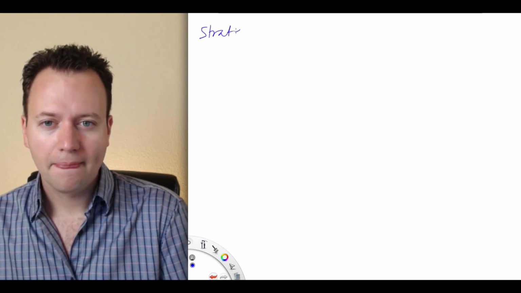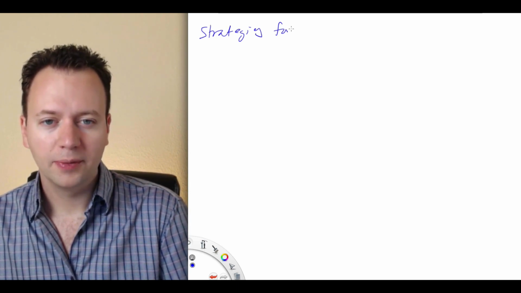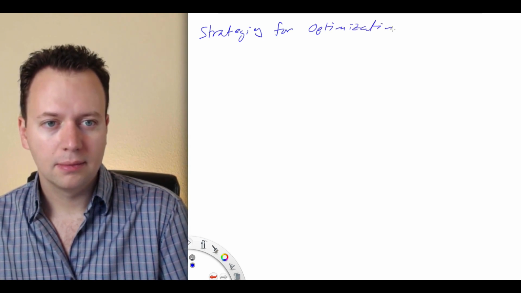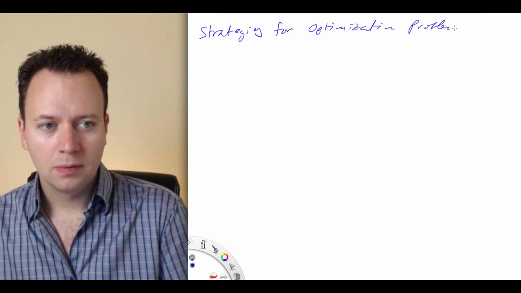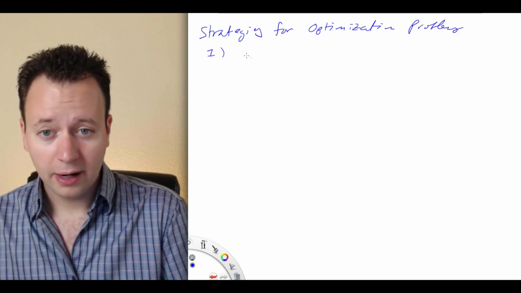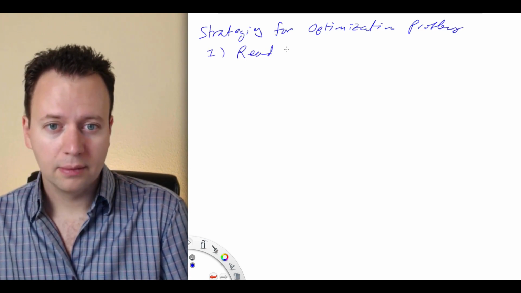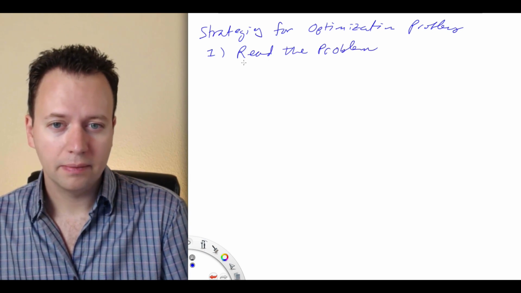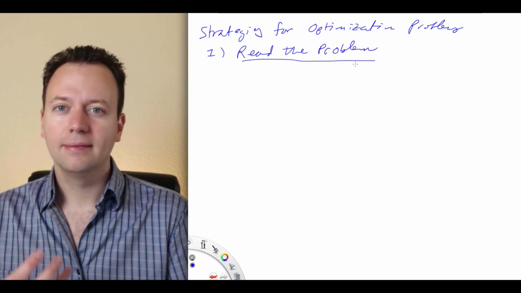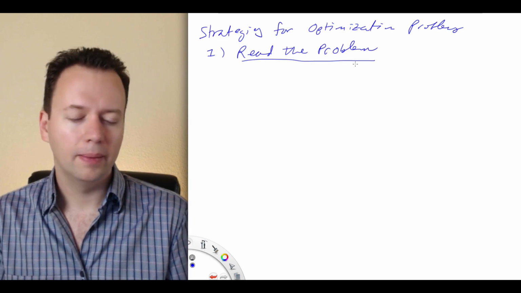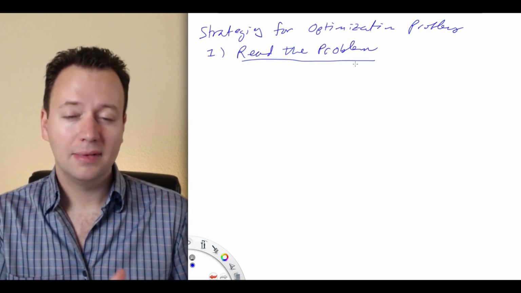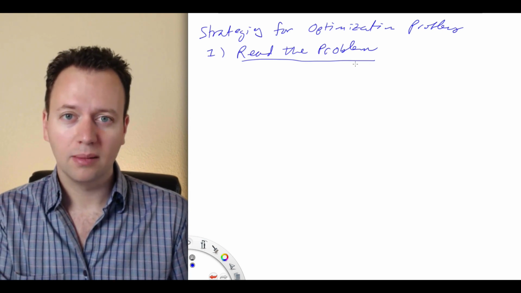So we'll call this strategies, and specifically for optimization problems. So the first strategy, the first step, I cannot emphasize this enough, read the problem. You might say, well, that's obvious, you have to read the problem. It's not obvious, because a lot of people get problems wrong because they don't read the problem.